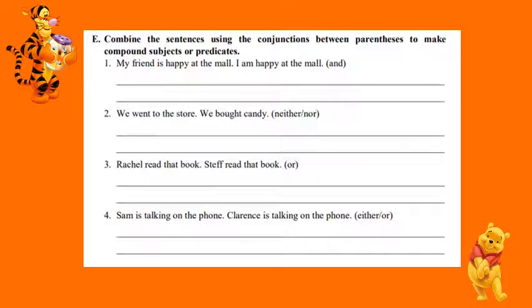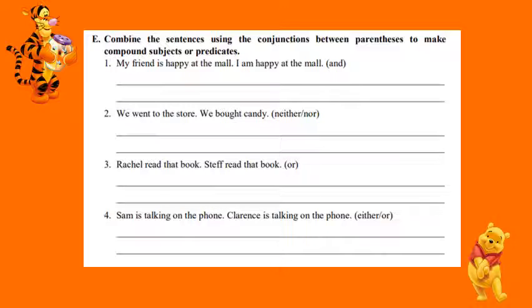Let's read number 1. My friend is happy at the mall. I am happy at the mall. I have to use the coordinating conjunction and. Here there is a repeated part, happy at the mall. This part I have to mention once. This part is in the predicate. So what I must combine or join is the subject. Since the subject is not repeated, you notice that the part that is not repeated is the part that I must join together. So here I have two different subjects, so I have to make a compound subject.